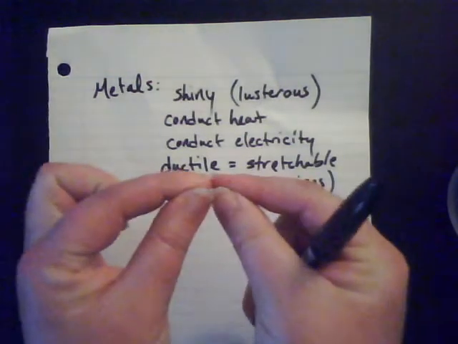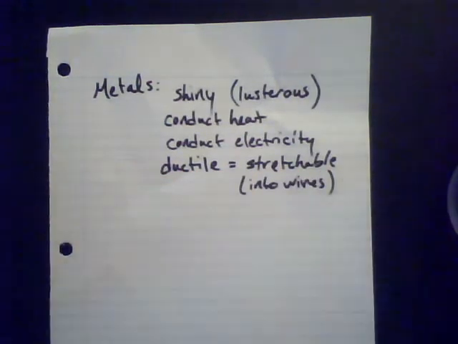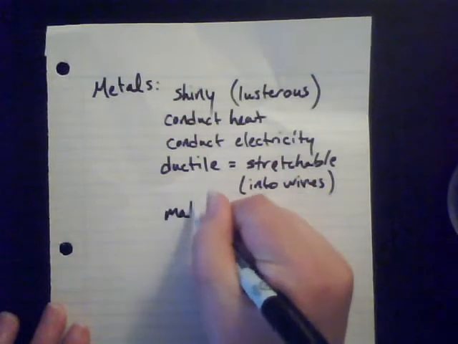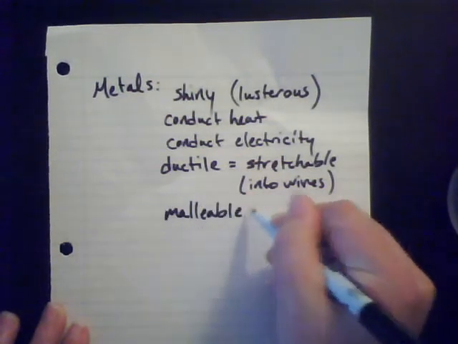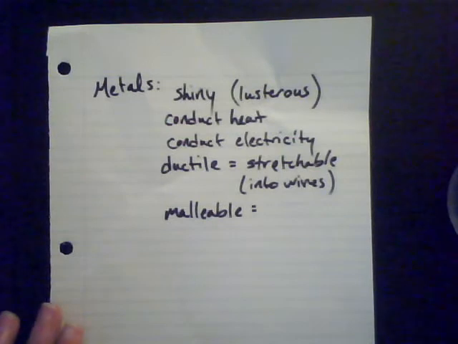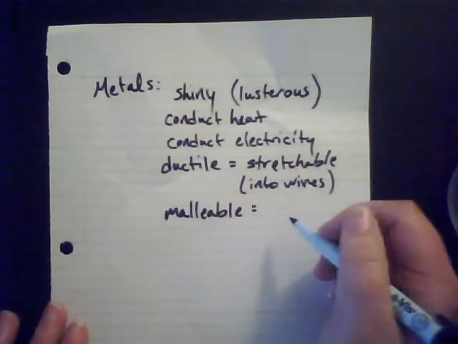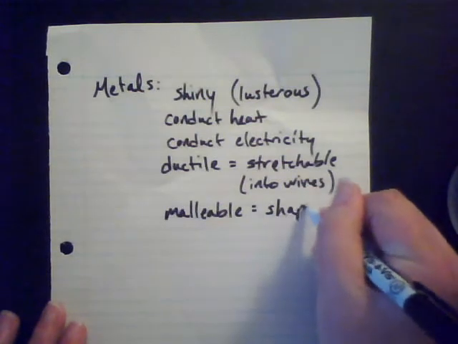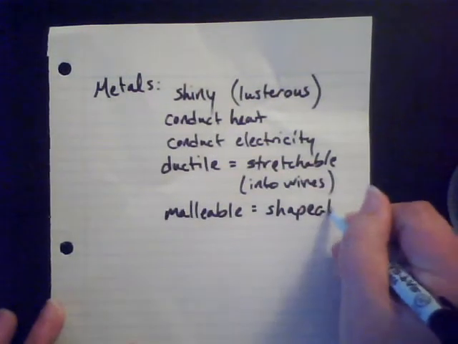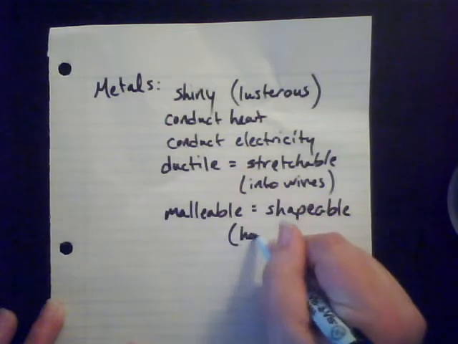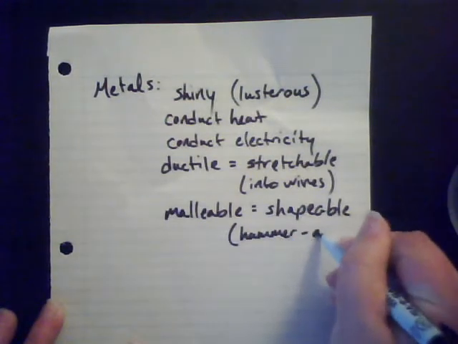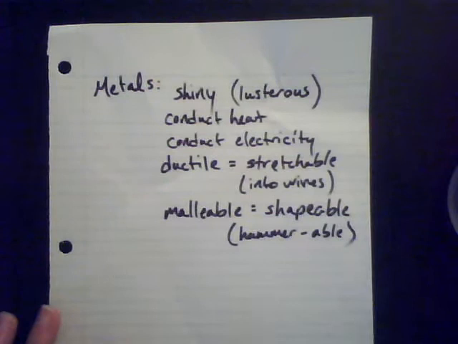So we can stretch these metals out into long, thin wires, and then we can conduct electricity through them, which is useful. Another characteristic of metals is they are malleable. Malleable literally means that you can smash it with a hammer. It means hammerable in Latin. It comes from malleabilis. But I like to think about it as shapeable or moldable. Hammerable.